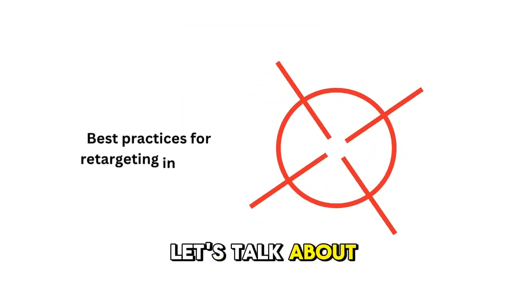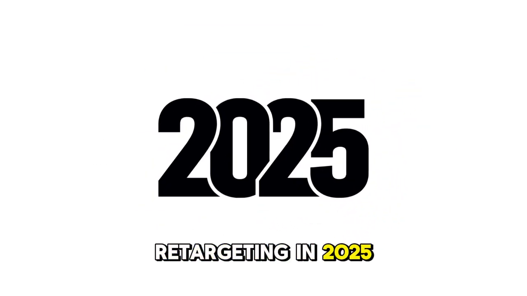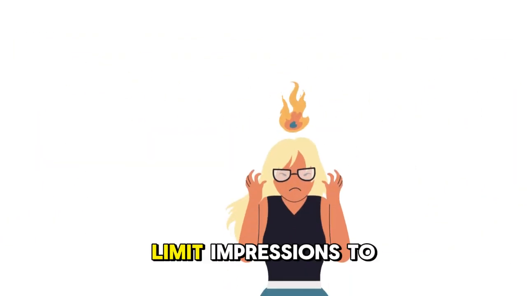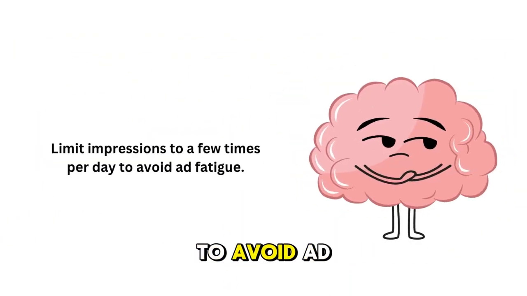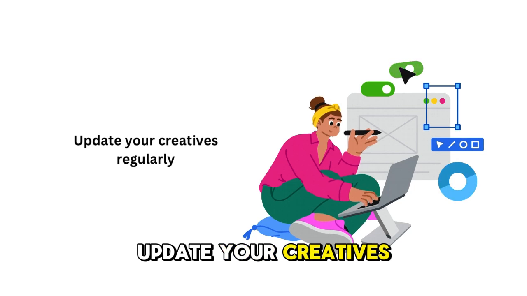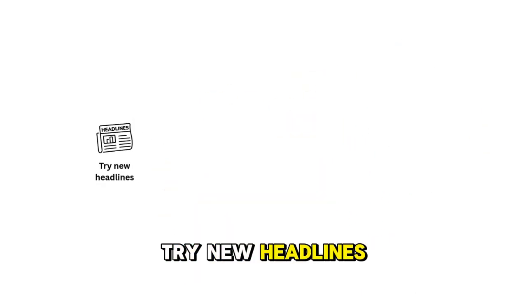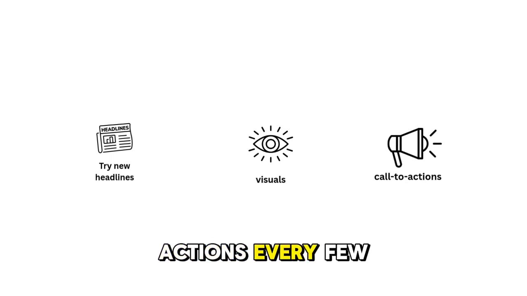Now, let's talk about best practices for retargeting in 2025. First, frequency matters. You don't want to overwhelm your audience. Limit impressions to a few times per day to avoid ad fatigue. Second, update your creatives regularly. People get bored of seeing the same ad again and again. Try new headlines, visuals, or call to actions every few weeks.